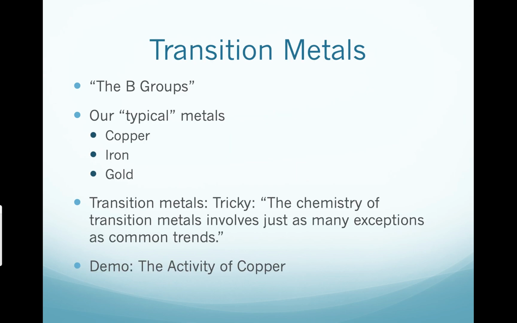Okay? Transition metals, these are the B groups. These are your typical metals, copper, iron, gold. These are all good conductors of electricity. They're poor insulators. For example, copper wire is good to use for electricity. So in the wiring of your house, most likely it's copper. Transition metals are tricky to come up with properties. Why? Because there are almost just as many exceptions as there are trends.